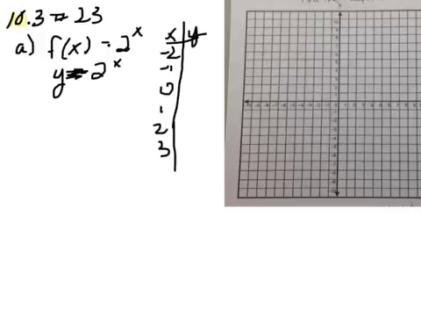If I plug in -2, that's 2 to the -2, which would be 1/4. I'm just going to fill out this little table. I put some values in. If I plug in -1, 2 to the -1 is a half. If I plug in 0, 2 to the 0 is 1. If I plug in 1, 2 to the first power is 2. For 2, 2 squared is 4. For 3, 2 cubed is 8.